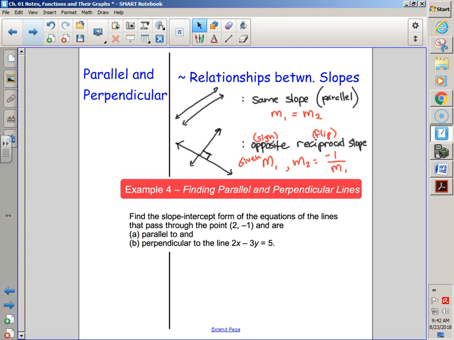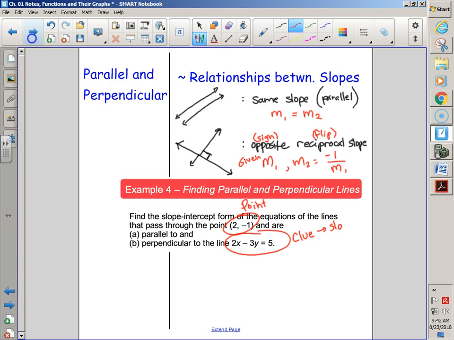Opposite and reciprocal. So looking down below, we have one line that they gave us information for. Our reference line is going to be 2x minus 3y equals 5. And then our point on a new line, or actually two new lines, is going to be 2, negative 1. So this is the point, and this is our clue for the slope. It doesn't actually give us the slope necessarily outright, but we're going to use this line. He's going to be our reference, the one that the new line is going to be perpendicular to, or that the new line is going to be parallel to.